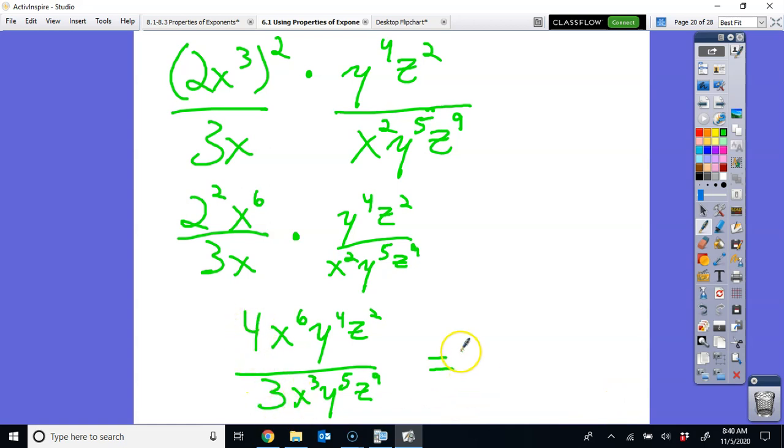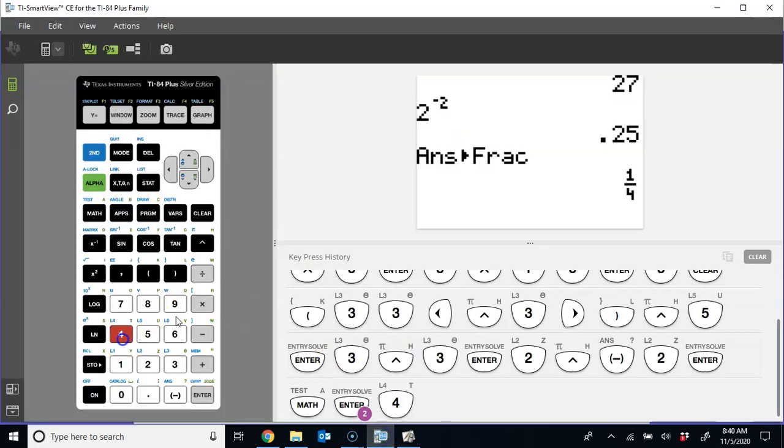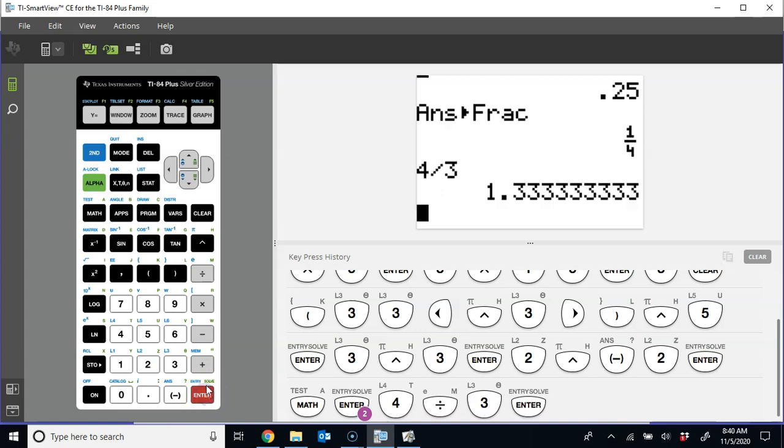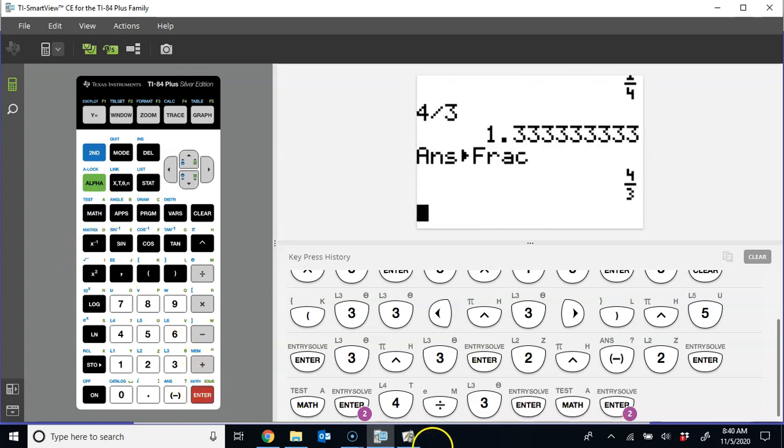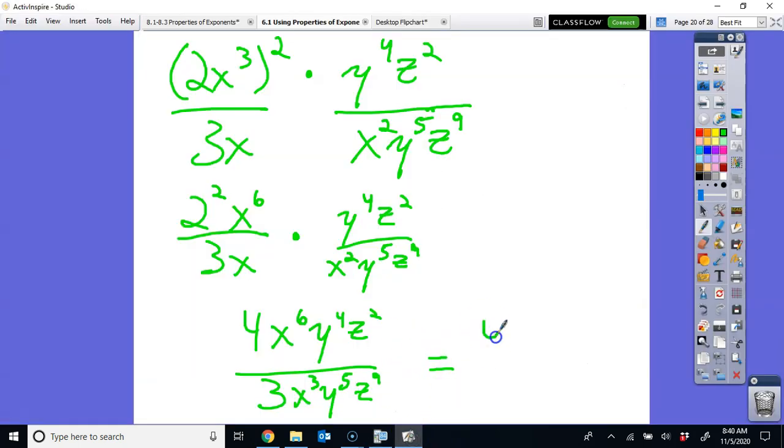4 over 3, I'll show you real quick. 4 divided by 3 does not divide evenly. It's a decimal. Math enter leaves it as 4 thirds. It does not reduce any. 4 thirds is the answer there.